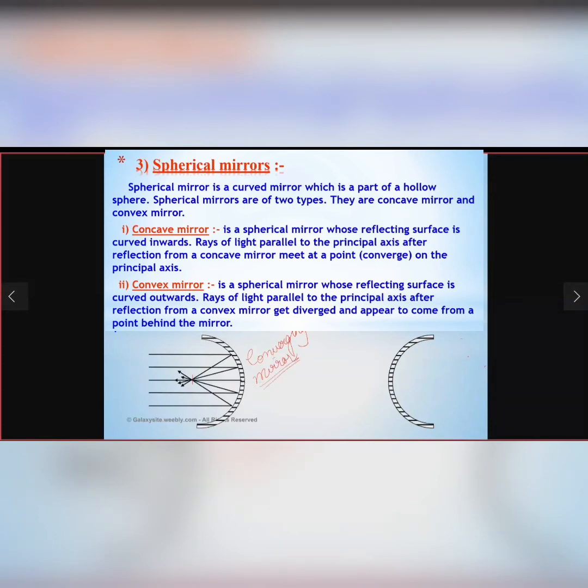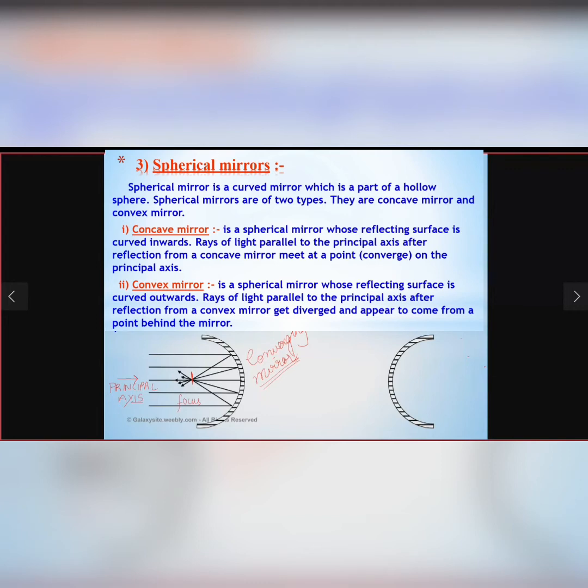And the point at which all these rays are meeting, this is called focus. This is called focus. And focus is always on an imaginary line, which is your principal axis. I'll come to all this terminology later on. For now, let's focus on how these mirrors behave when a beam of light is incident on them. So concave mirror is also called converging mirror.